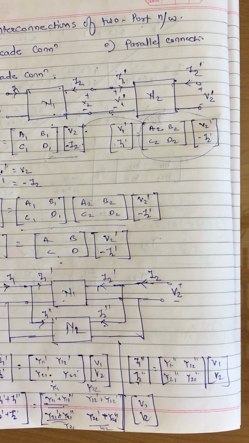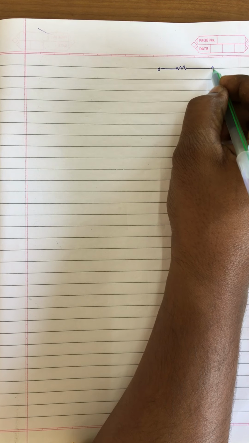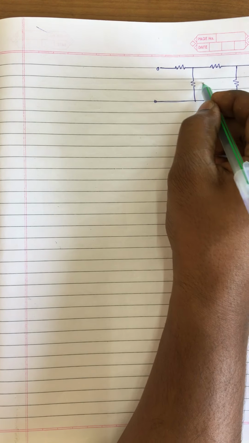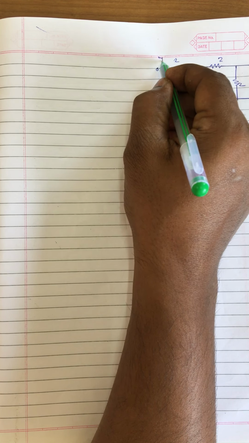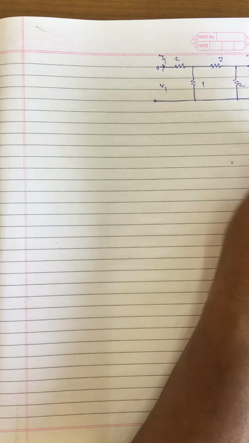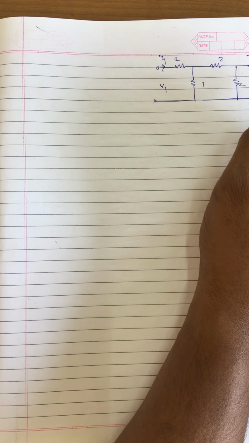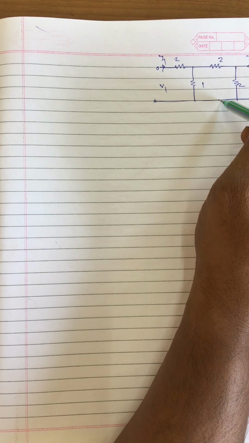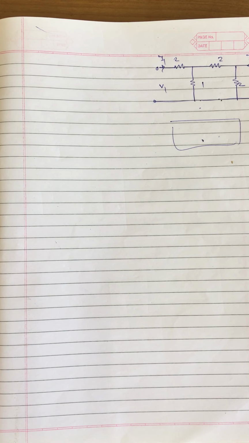Okay, now let's solve one example for a cascade connection and one example for the parallel connection. Already we have seen a network, so I am taking a simple example now. We are given a network like this, with ports 1 and 2, I1, I2, V1, V2. The given question is: two identical sections of the network shown in this figure are connected in a cascade. Means this is one network, another identical network is there in the same fashion, and the two networks are connected in cascade, and we need to find its transmission parameter. Okay, so let's start.